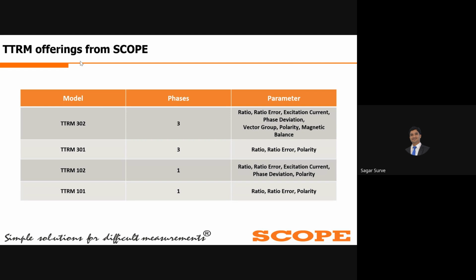And similarly, 102 and 101 are the single phase instruments. The 301 and 101 are the basic instruments, which can only measure the ratio, error in the ratio, and polarity. But the 302 and 102 are the latest or advanced versions, which have more specifications and parameters. Along with ratio and error, excitation current, phase angle deviation, vector group, polarity, and magnetic balance test can also be conducted by these two latest instruments.